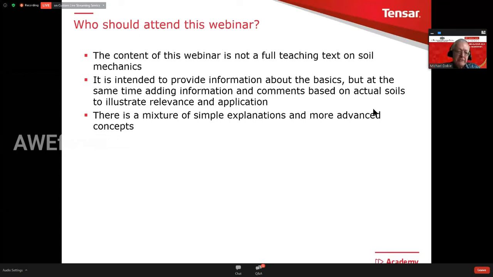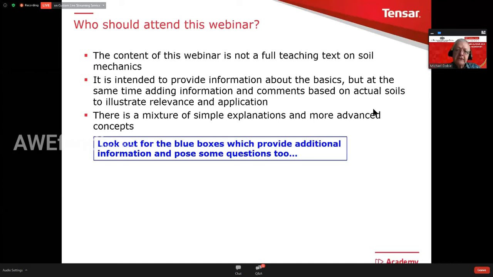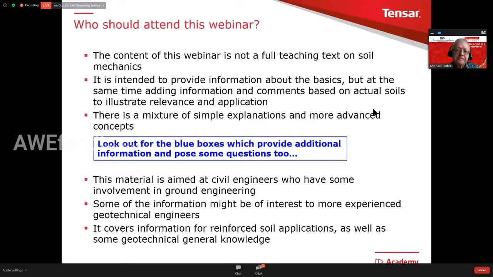There'll be a mixture of some simple explanations and also some more advanced concepts. Please look out for these little blue boxes. The idea of these blue boxes is that they will either add some extra information or maybe pose a question. And maybe that question can be part of the quiz later on.